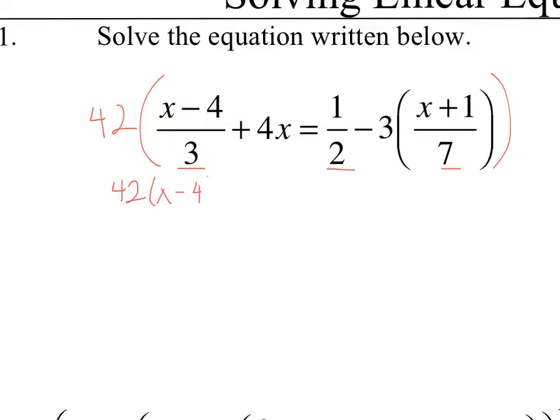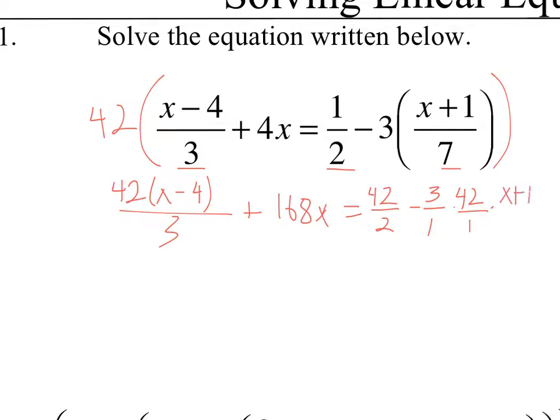We get 42 times x minus 4 over 3. 42 times 4 is going to be 168x. 42 times a half is going to be 42 over 2. And then over here I'm going to have what really amounts to 3 over 1 times 42 over 1 times x plus 1 over 7.